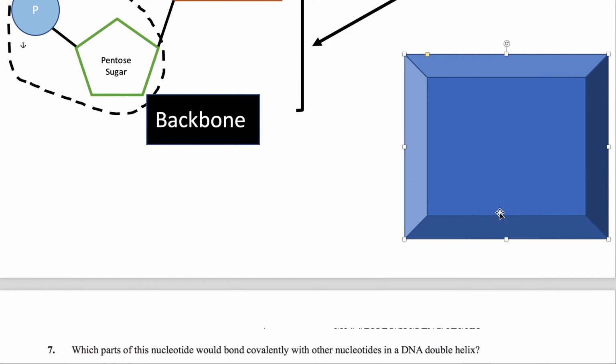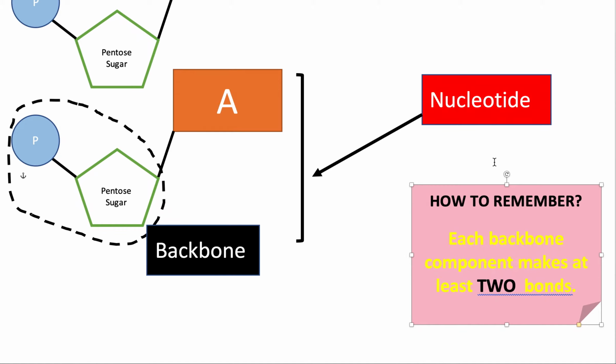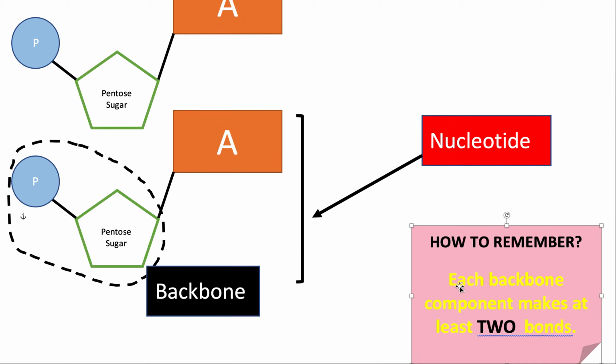Well, I have a thing here that you might find useful. How can we remember how to link them? Each backbone component needs to make at least 2 bonds. What I mean by backbone component is this is one component, the pentose sugar, and this is another, the phosphate group. So each component of the backbone needs to make 2 bonds.